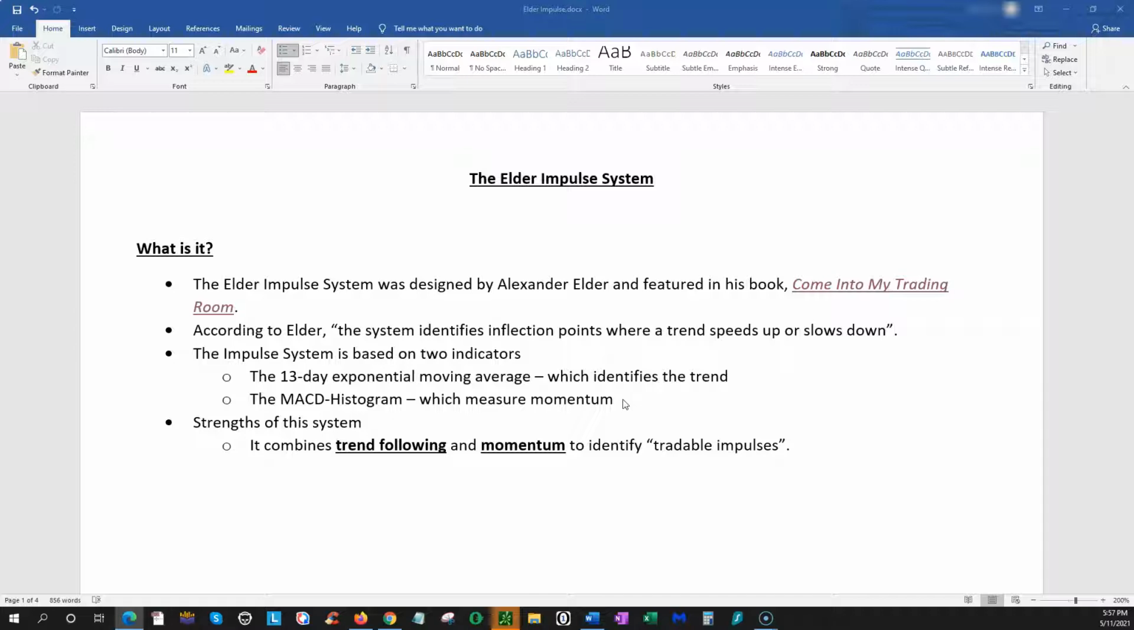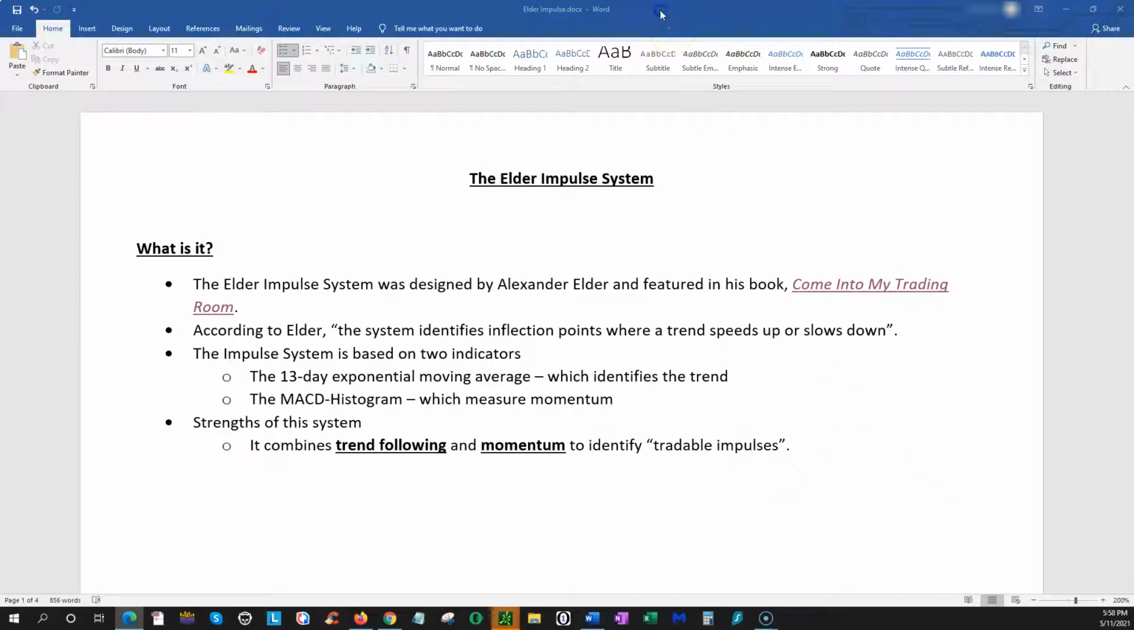And if you don't know the MACD, by all means, please pause this video. Go look at my other video on the MACD. It'll help give you the knowledge you're going to need to truly understand the system as we discuss it, okay? Strengths of the system: it combines trend following and momentum to identify tradable impulses, which is exactly what we're looking for, those times when the market's moving up or moving down, okay?